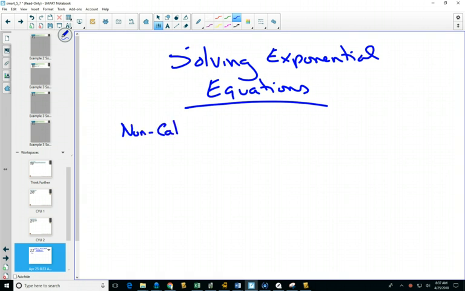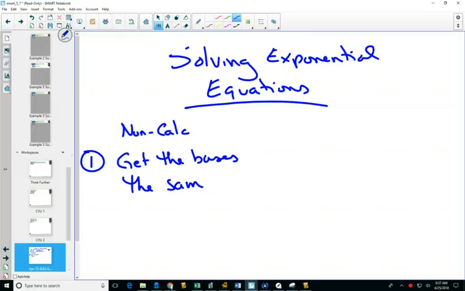The first method we learned was a non-calculator method. I'll put a 1 here since it was our first method. And that was just where we got the bases the same. So we used our powers chart, and we had to get our bases the same. And when you were working on that sheet the other day, when you got to question 5, I said, can you solve that one without logarithms? That's because it was one where you could get the bases the same. And these ones look something like this.